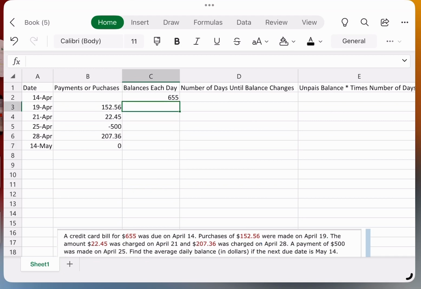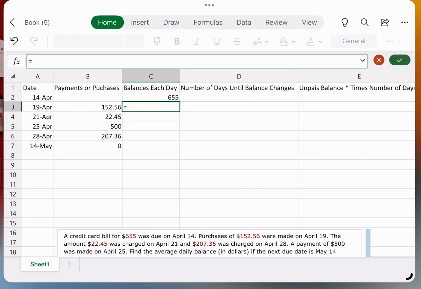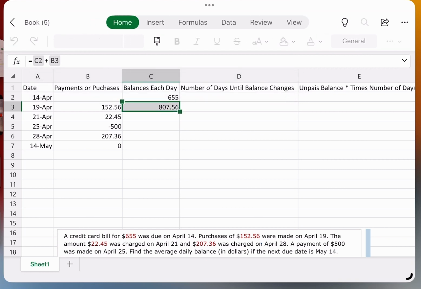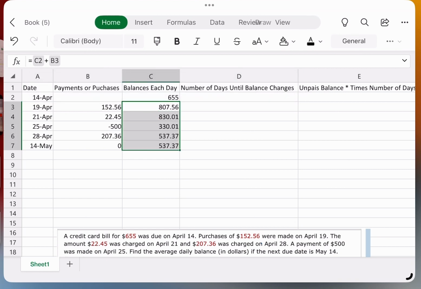So here what we want to do is the balance each day, right? What we have to change here is that for so many days, this right here is going to equal $655 plus the purchases on the 19th, right? Then for the next one, we can create an equation basically that can fill this. If we look at the pattern, we say that 807, then if we add 22.45, we get 830.01. If we subtract the $500, we get $330, and so forth.